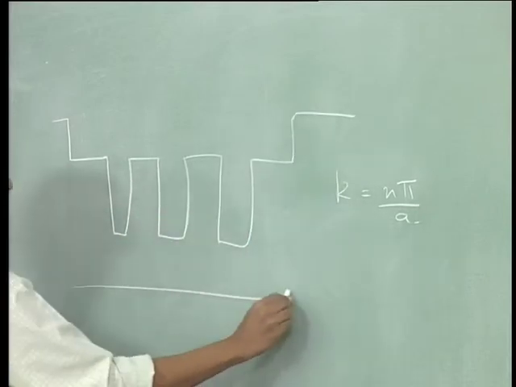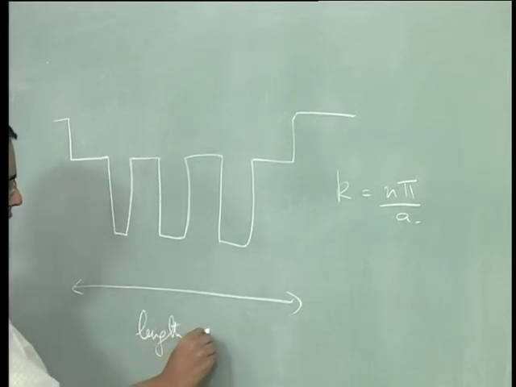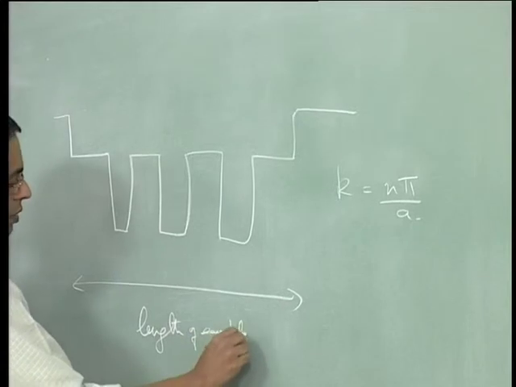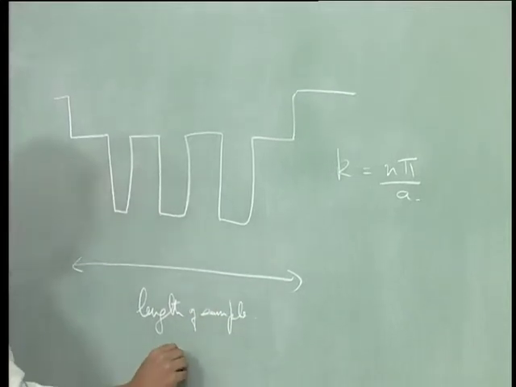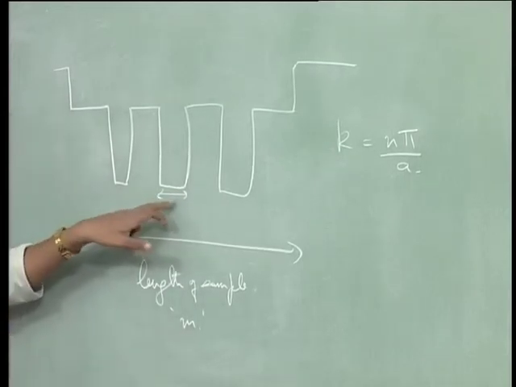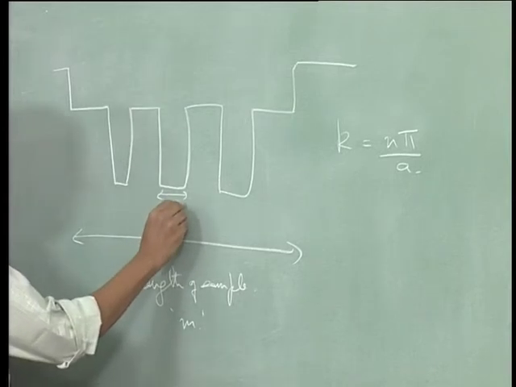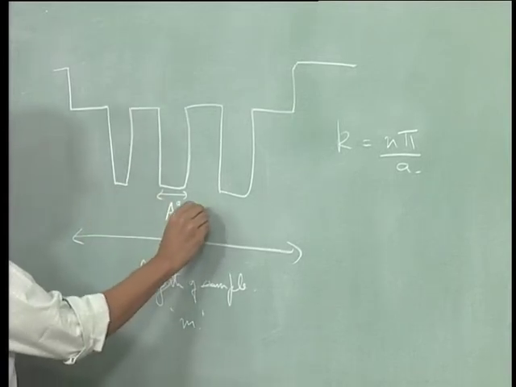This is the length of the sample. Let us just say it is one dimensional, so we will talk of the length of the sample, which could be of the order of meters. This is the width of that ionic core, which is of the order of angstroms, or 10 power minus 10 meters.